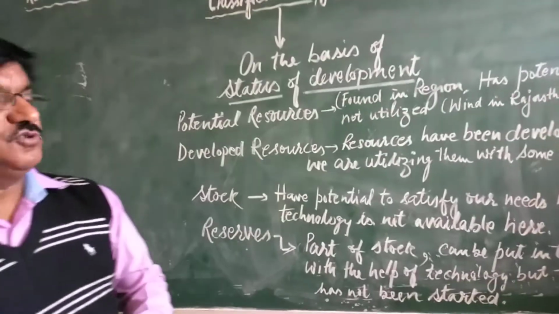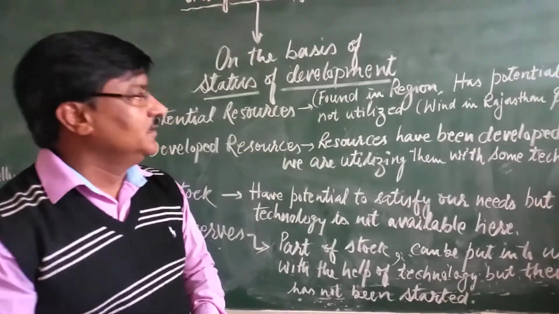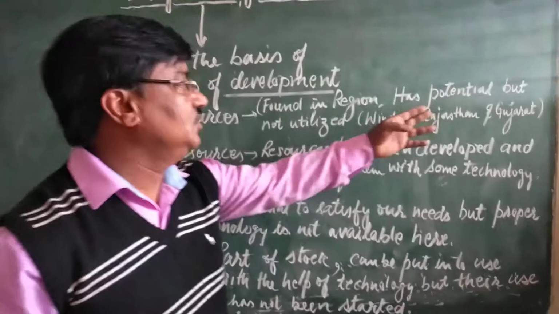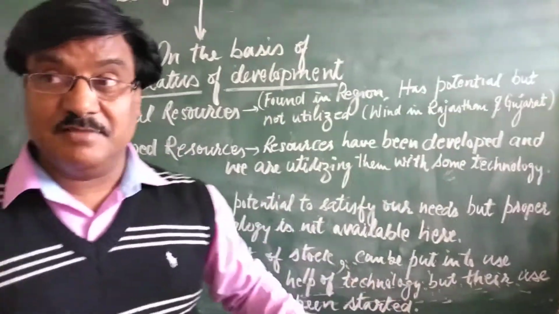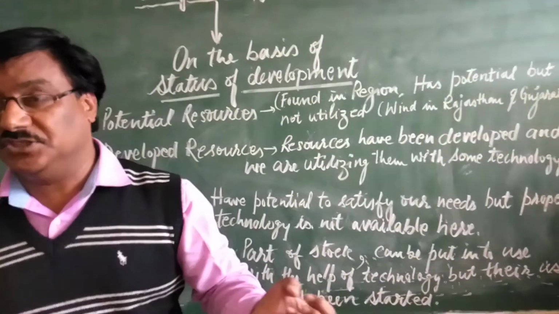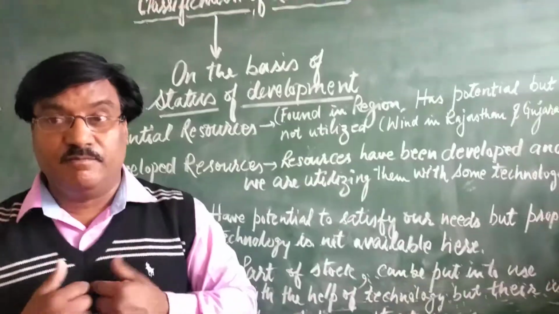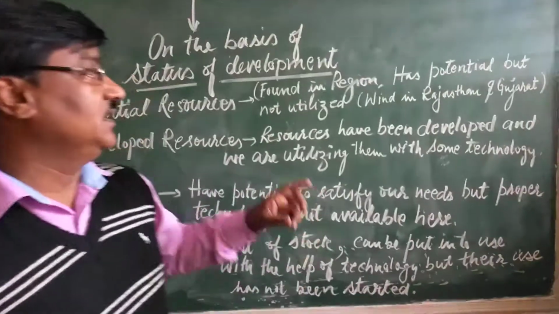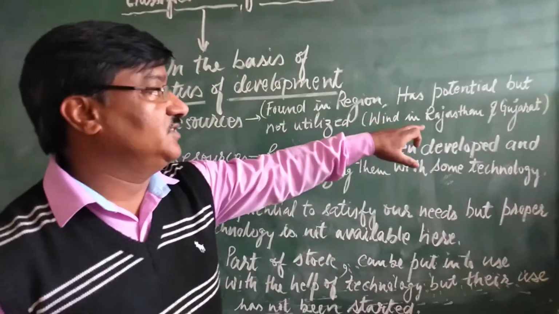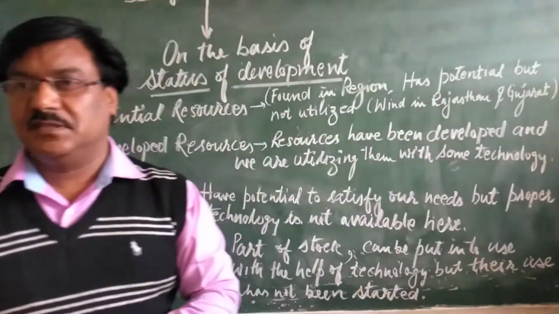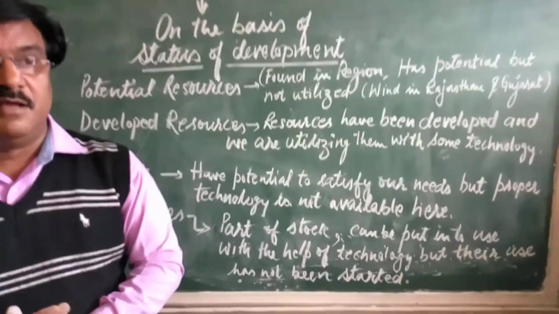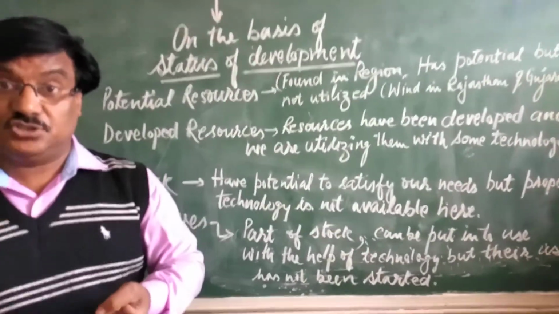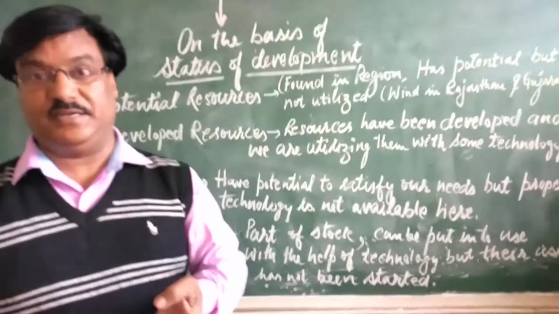Potential resources are the resources which are found in a region. They have the potential to satisfy our needs but are not utilized. It means these resources have so much potential to satisfy our needs but have not been utilized till now. Like wind energy in Rajasthan and Gujarat, there is enormous wind energy found here, but we have not utilized it as we should.